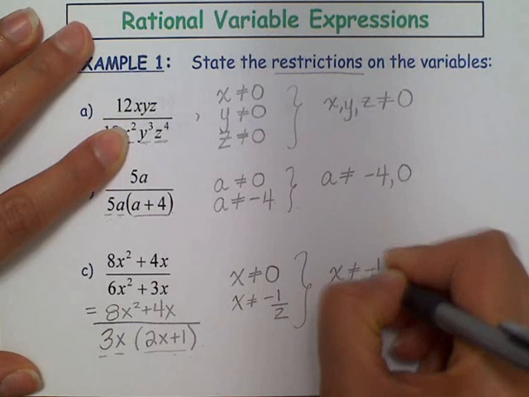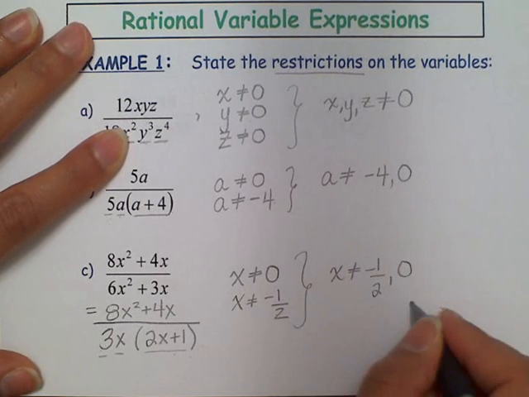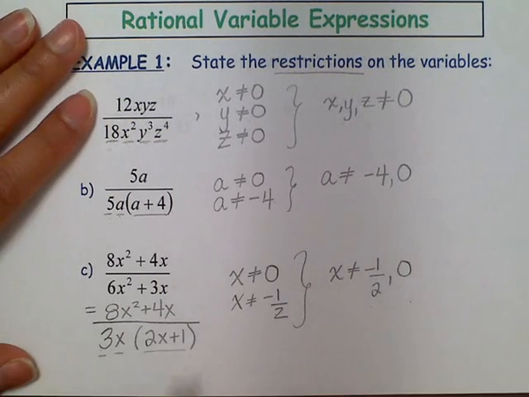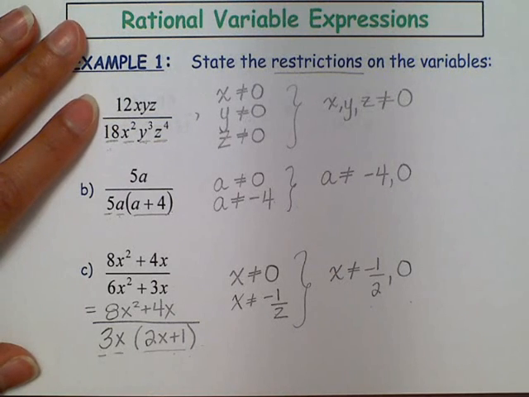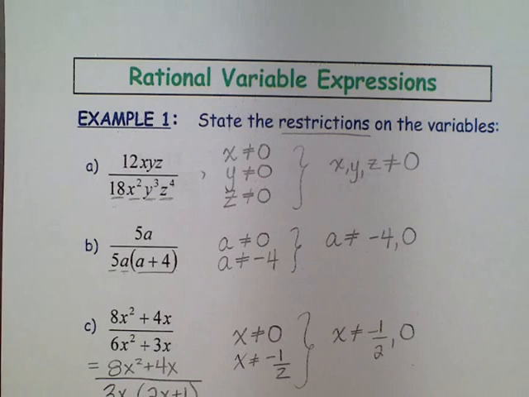Now again, nicer notation, I should be writing this as x cannot equal negative a half, comma 0, lowest to highest. Now in case you're wondering how I got negative a half, I'll just show you that on the side.